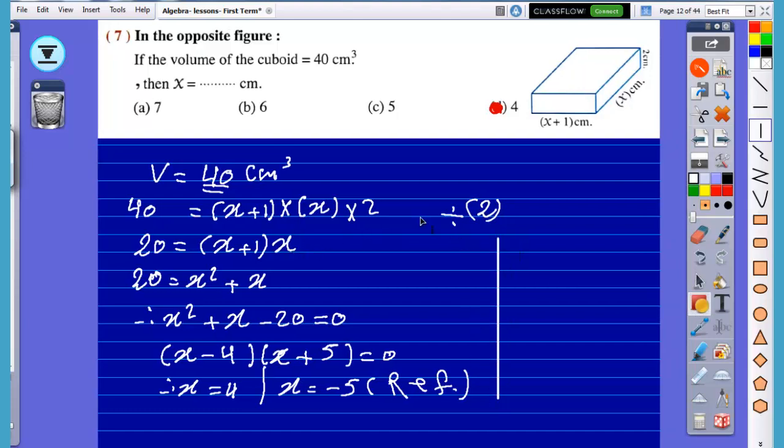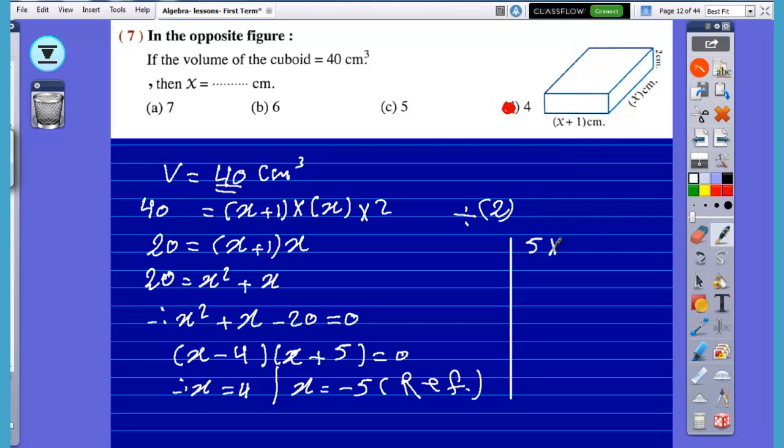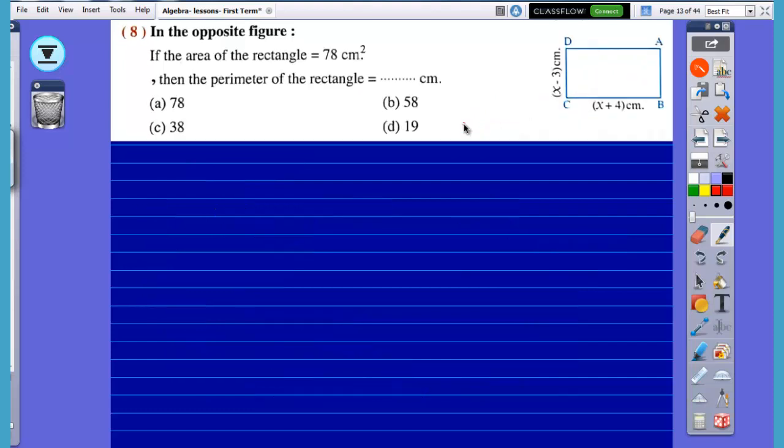substituting here. We have x plus 1 equals 5 multiply 4 multiply 2. It is the volume. 5 multiply 4 multiply 2 equals 40. It is the given volume, so x equal 4 is a right solution. Next question.